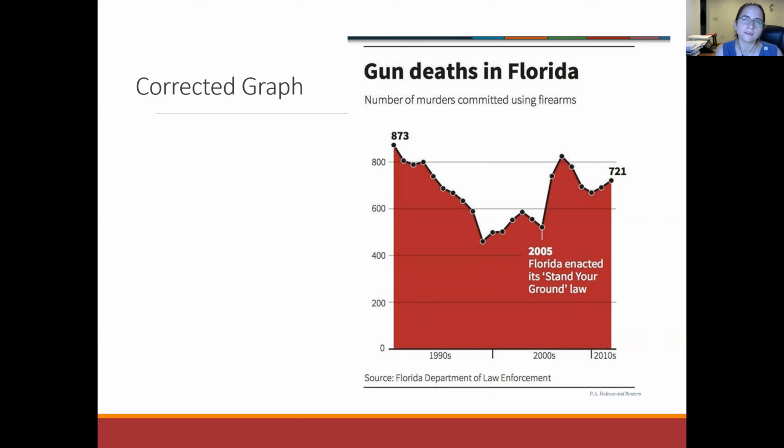This particular graphic was particularly relevant because Stand Your Ground in Florida was associated with the exoneration of George Zimmerman, who was a man who killed an unarmed Black teenage boy in Florida, and he was exonerated based on Stand Your Ground laws.